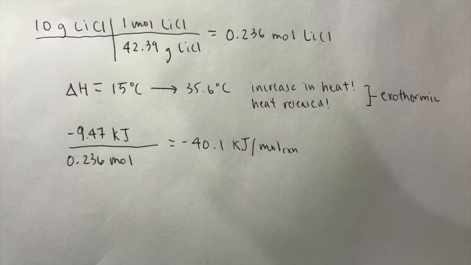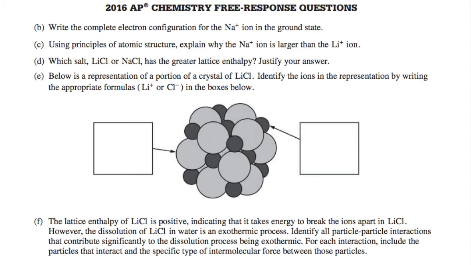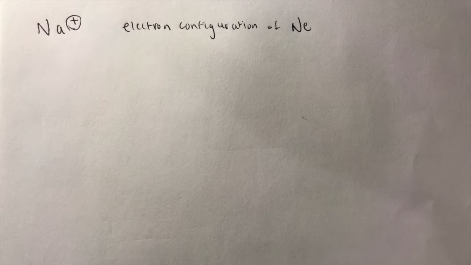per mole reaction. So next, for part B, it asks me to write the complete electron configuration for the Na+ ion in the ground state. So I write down Na+ and I instantly circle the plus sign, which means that there is one less electron. There's an electron removed basically, which is why it's Na+ instead of just Na. So this basically means that we're writing the electron configuration of neon.